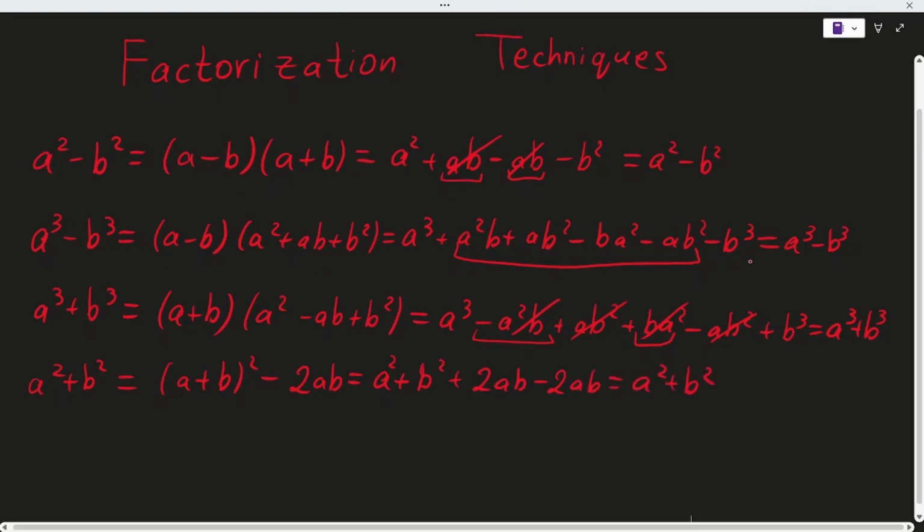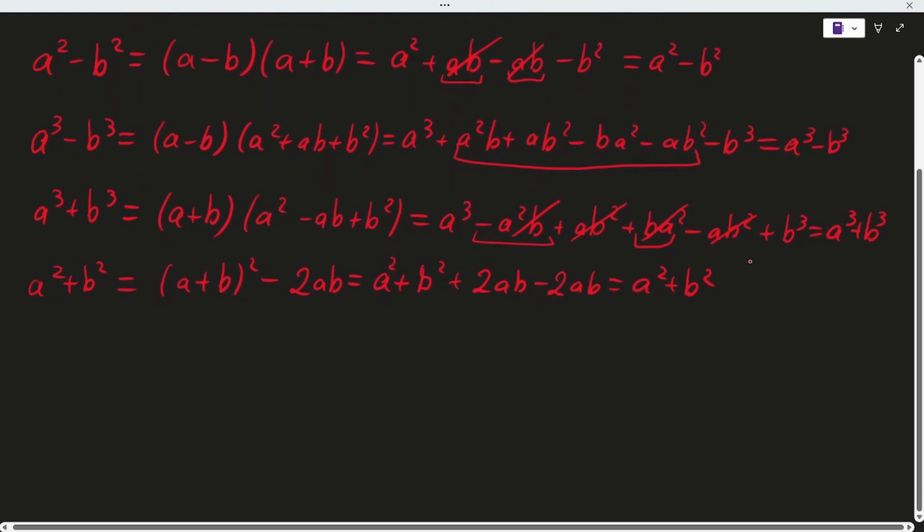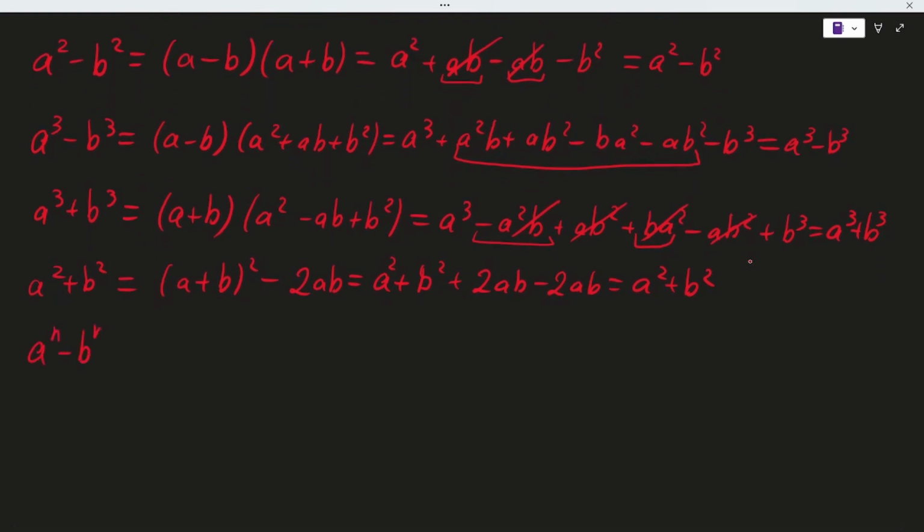Now let's prove a bit generalized versions. For example, if we are given aⁿ − bⁿ, this one can be written as (a − b) times (aⁿ⁻¹ + aⁿ⁻²b + aⁿ⁻³b², and so on). The last term will be bⁿ⁻¹.